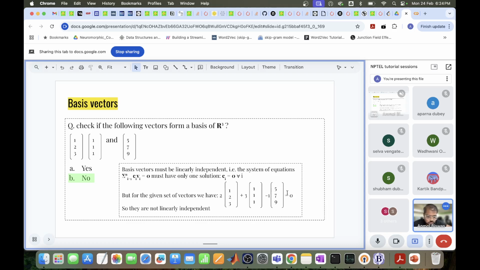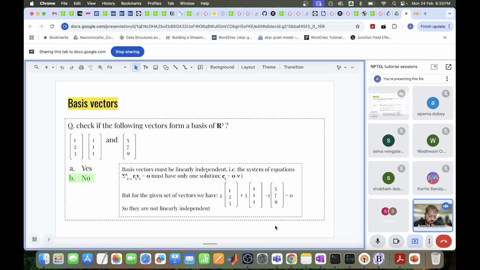In fact, you can write an equation like this, where we take 2 times (1, 2, 3) plus 3 times (1, 1, 1) minus 1 times (5, 7, 9), and you will get 0. If you go dimension by dimension, 2 times 1 is 2, plus 3, minus 5 is 0. 2 times 2 is 4, plus 3 times 1, minus 7 is 0. And 2 times 3 is 6, plus 3 times 1 is 9, minus 9 is 0.